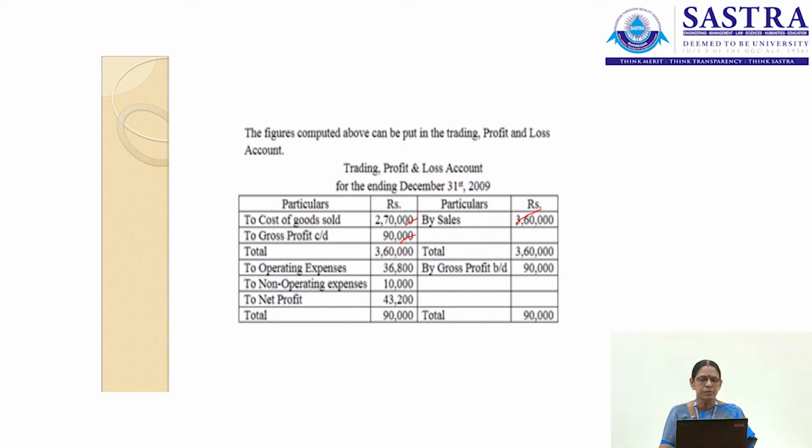Operating expenses we have calculated, 36,800. Non-operating expenses given in the problem. We have the net profit. GP is 90,000. With the GP of 90,000, with the non-operating expenses of 10,000, net profit is 43,200. The amount 36,800 is said to be the balancing figure, which is taken as your operating expenses. So with the given information, we have framed the trading and profit and loss account, taking into account the GP and your net profit.